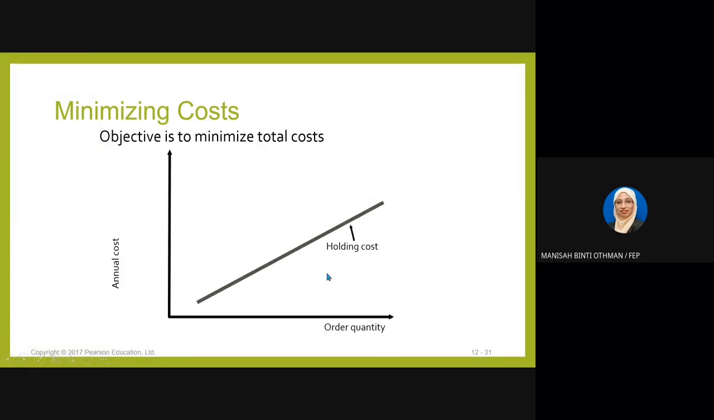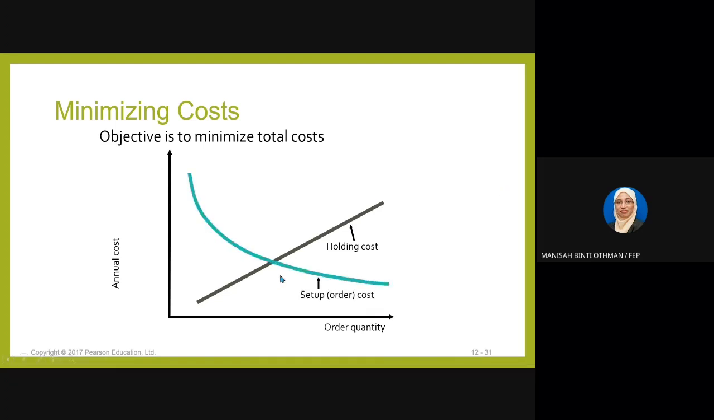Remember that I said holding cost is based on units. So when you increase the inventory quantity, the holding cost will increase. You can see the cost will increase when the order quantity increases. It is a positive relationship: increasing order quantity will increase the annual cost.